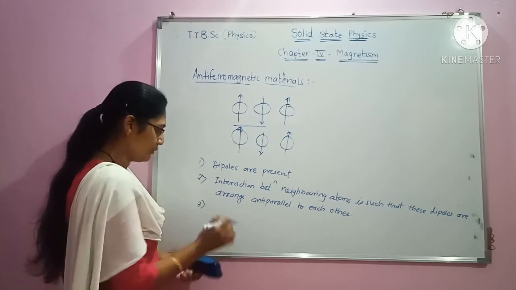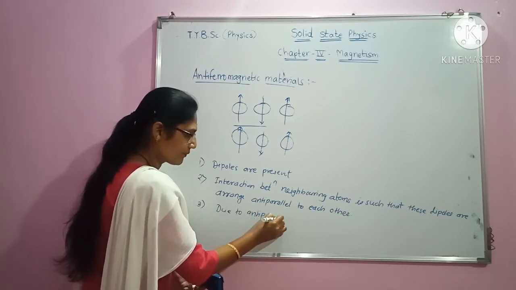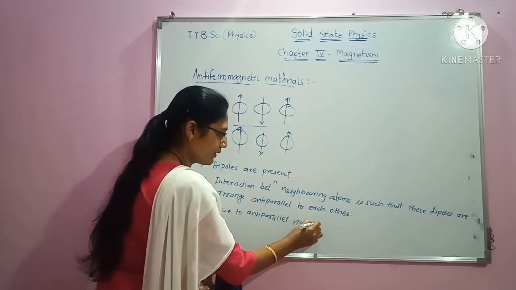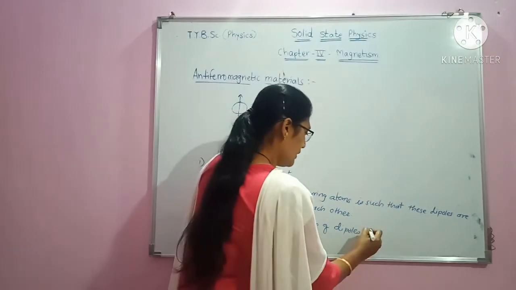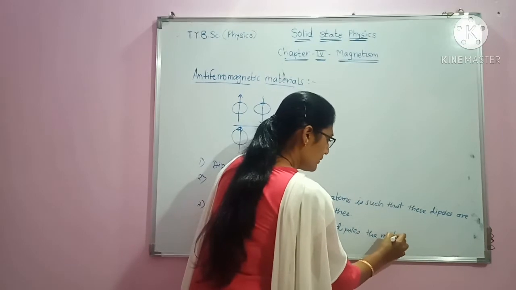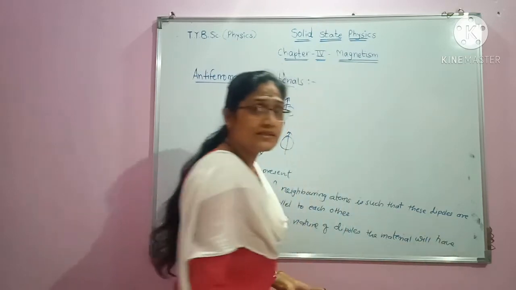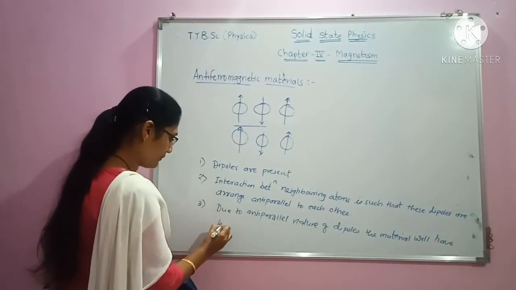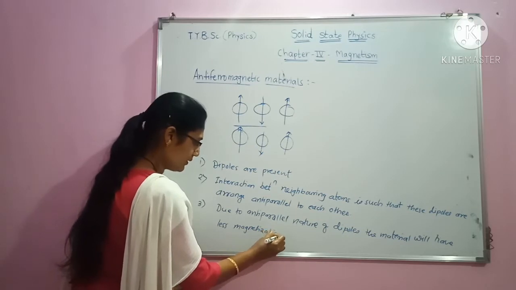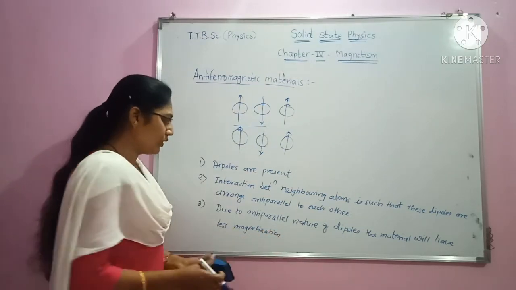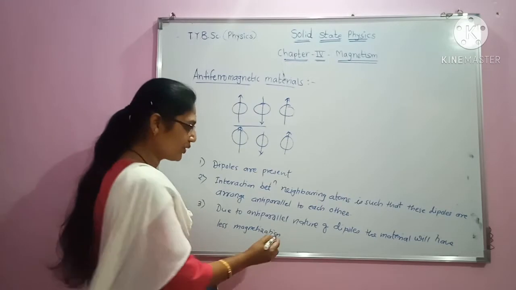Due to the anti-parallel nature of dipoles, the material will have less magnetism. So, due to the antiparallel nature of the dipoles, the material will have less magnetization produced.